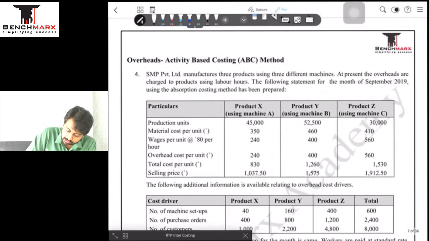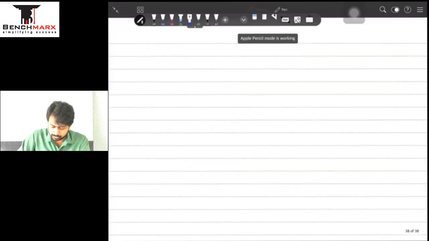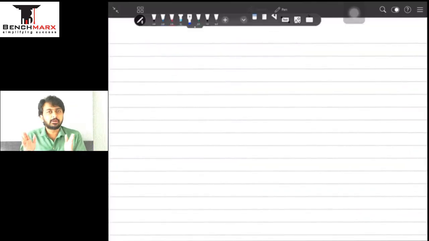So let us first understand what activity based costing is. We have done this before, so I'll do it very quickly. ABC is nothing but a cost allocation method of my fixed overheads or my indirect overheads. Those overheads are always allocated basis my cost drivers.